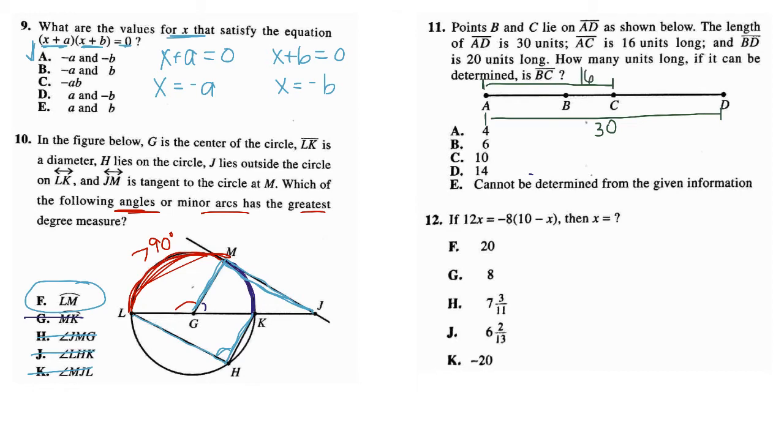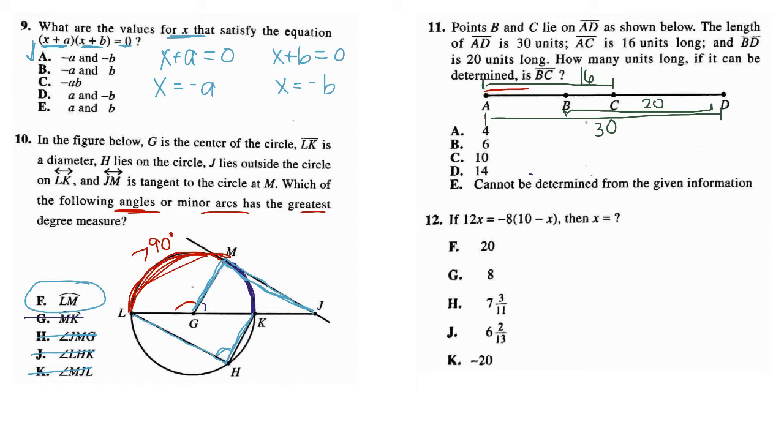And BD, B to D, is, let's see, from here to here, B to D is 20 units. So how many units long, if it can be determined, is BC? Well, a couple of things you could do with that. One way to figure this out is, let me change colors, make it a little easier to see.